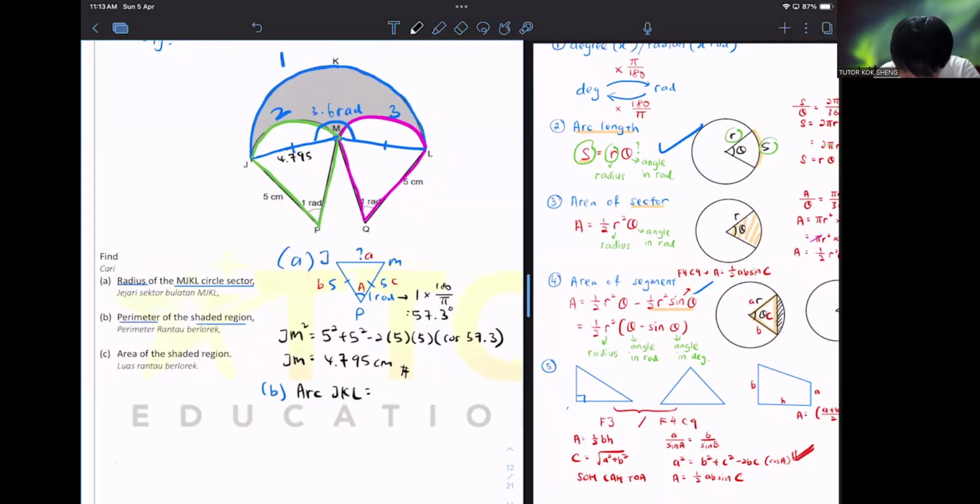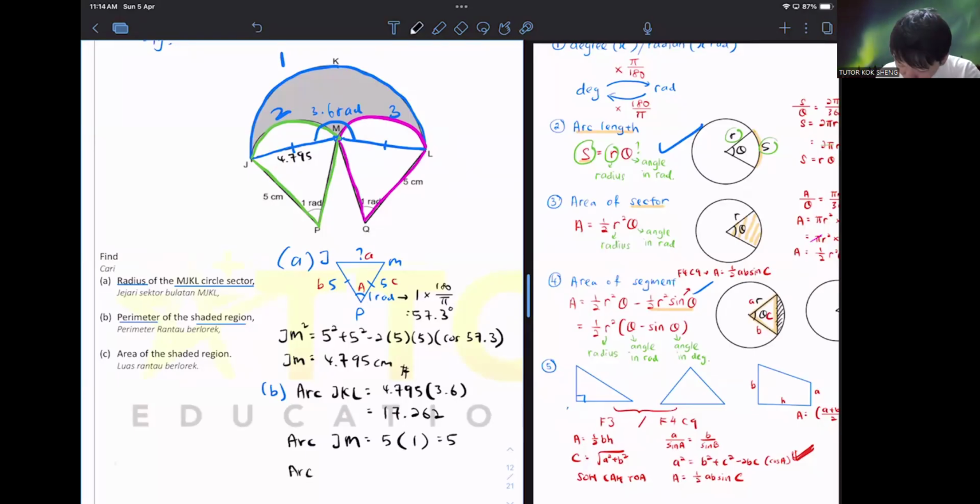Radius is 4.795. Theta is 3.6 rad. Press the answer, later you go for number 2 and number 3. 17.262. Number 2 is JM, the green color one. Radius is 5, theta is 1 rad, so just 5.